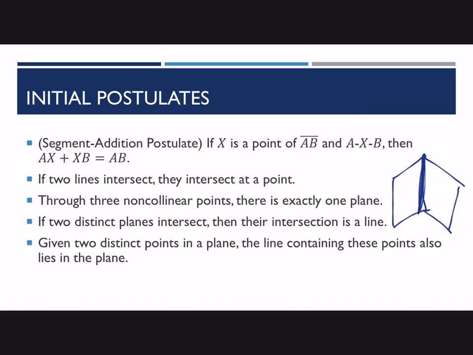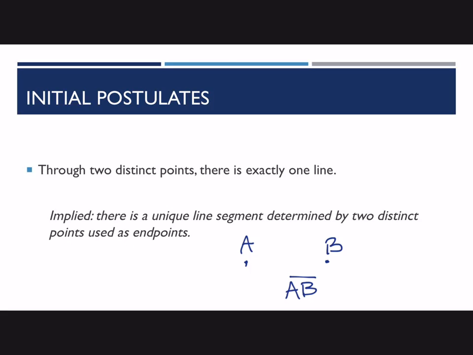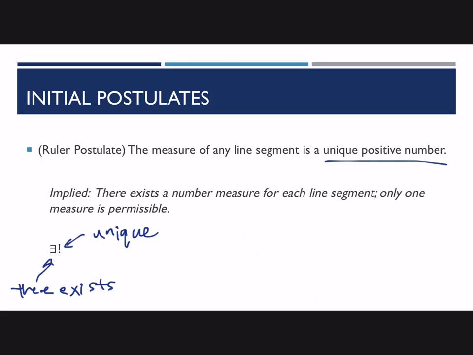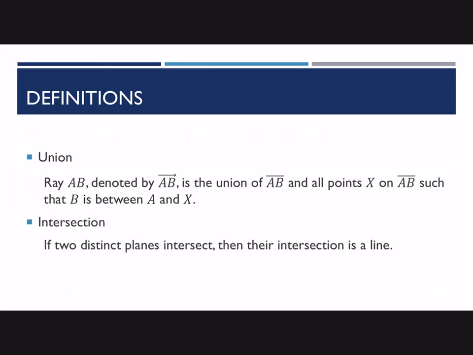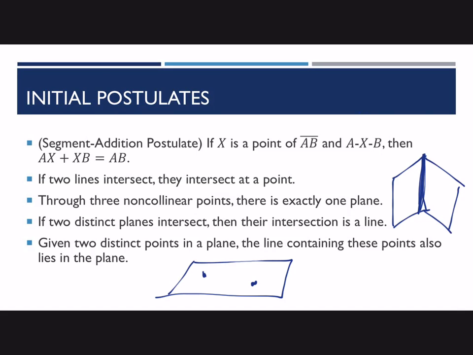And then finally, given 2 distinct points in a plane, the line containing these points also lies in the plane. All right, so take a piece of notebook paper, draw 2 points on it, and then if you were to connect those points, we already know from earlier that there's exactly 1 line through those 2 points. So if you draw the single unique line through those points, you would be drawing it on the piece of paper. There's no way for that line to not be in the plane.